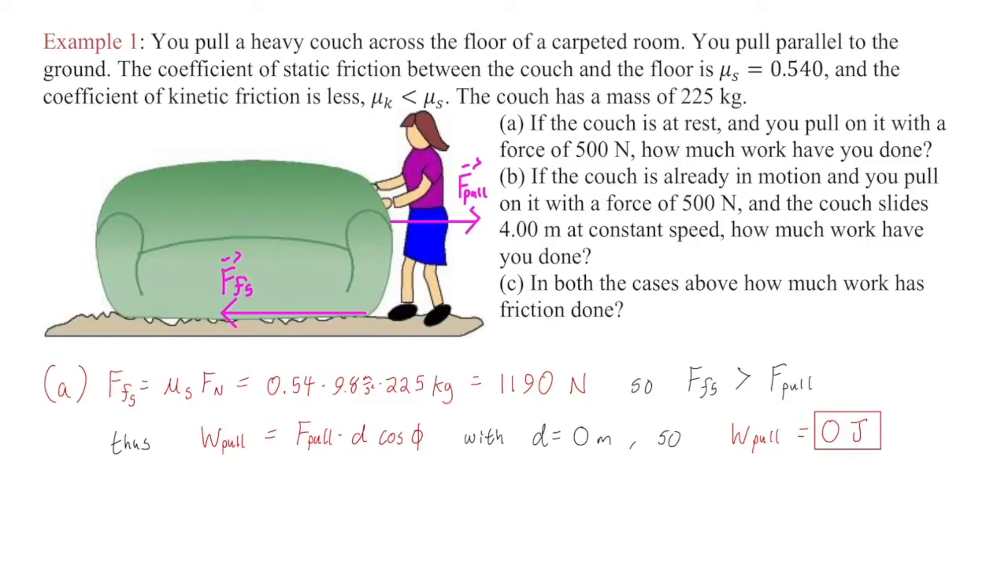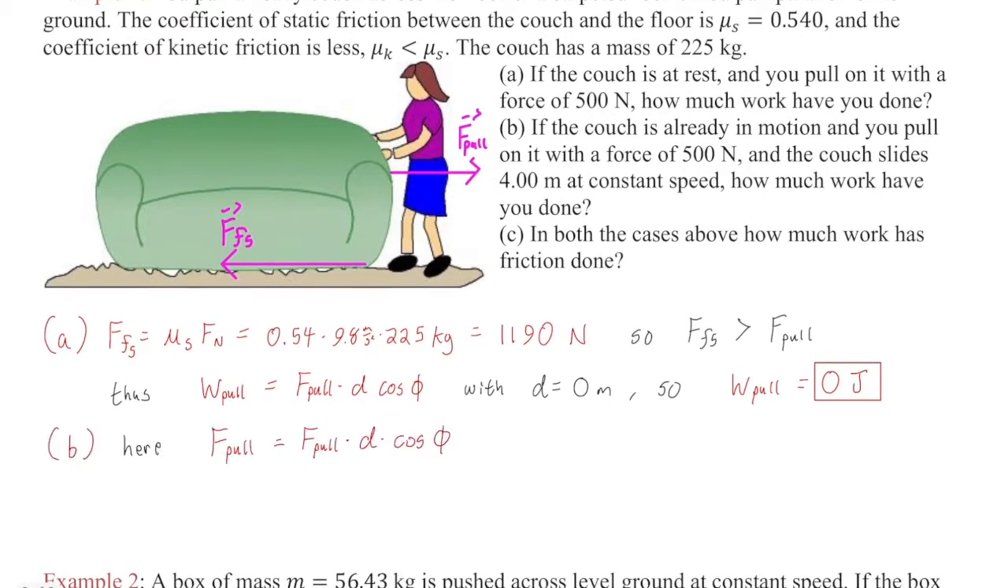End of story. Now, this person could tire themselves out by pulling on the couch and having it not move, because internally, their blood is doing work, their heart is doing work, their muscles are doing work, but their external force on the couch is not doing work. That's why you can tire yourself out even though you're not doing any work externally, because you're still doing work internally. So part B: we're asked, if the couch is already in motion, so now we're definitely doing work, and you pull on it with a force of 500 newtons and the couch slides 4 meters at constant speed, so obviously the kinetic friction coefficient is much less than the static friction coefficient.